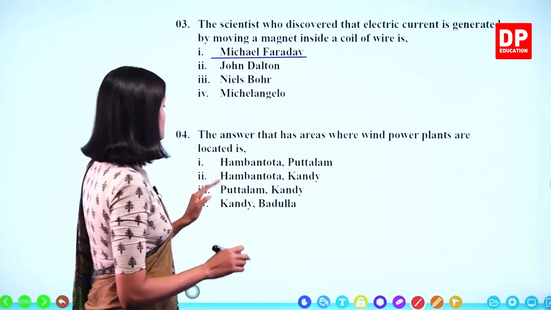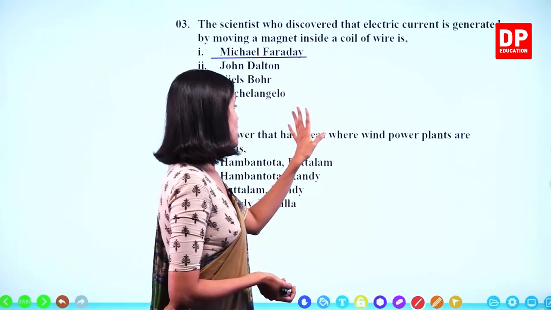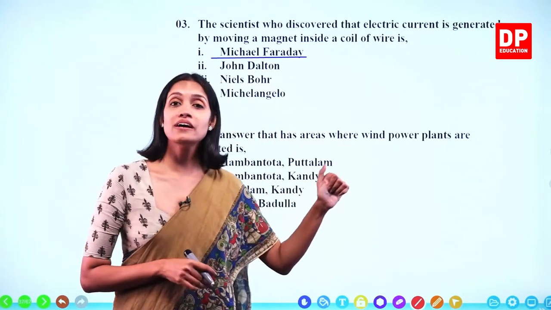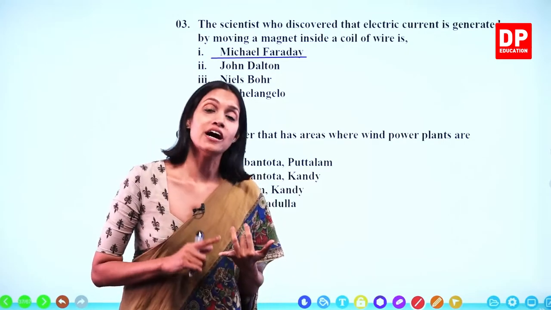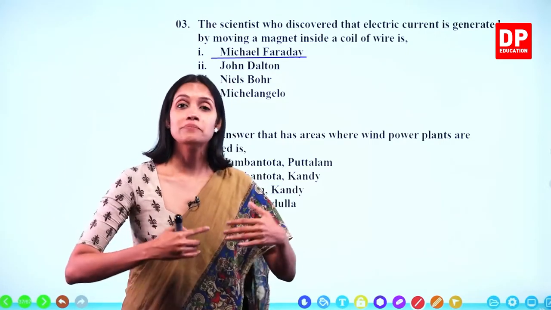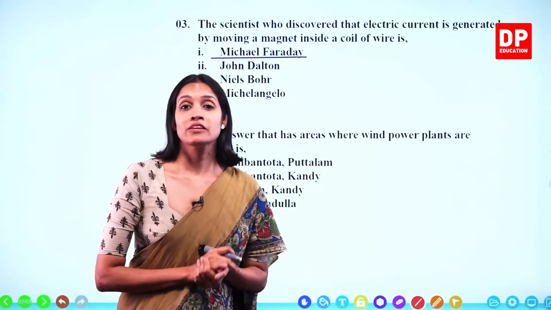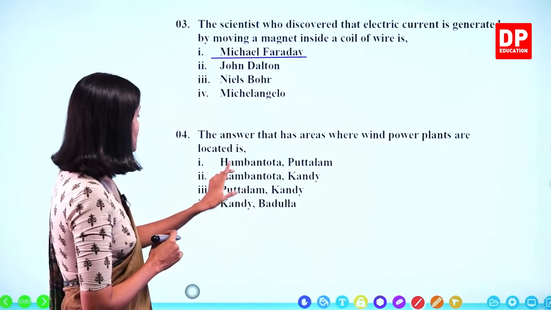Right. Next one. The answer that has areas where wind power plants are located. Basically in Sri Lanka, wind power plants are located in Puttalam and Hambantota areas. But in some other areas, many wind power plants are there, like Ambewela area. Right? So we'll go through the answers.